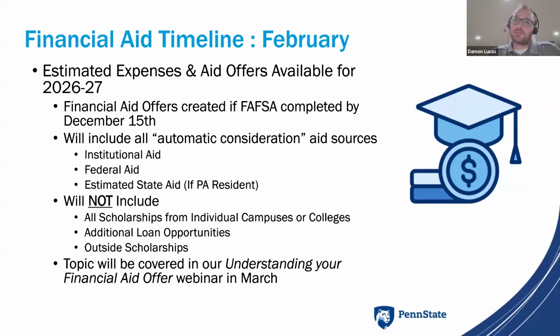Again, those aid offers did start to go out for students who completed their FAFSA by December 15th. If you did not receive that aid offer, you might have to upload your social security number, and you can do that via accounts.psu.edu. Just make sure that's submitted, and you should have no issues there as well.